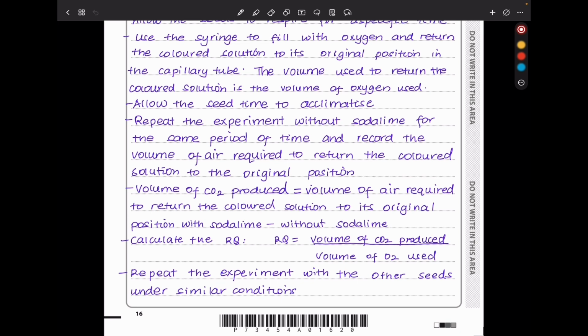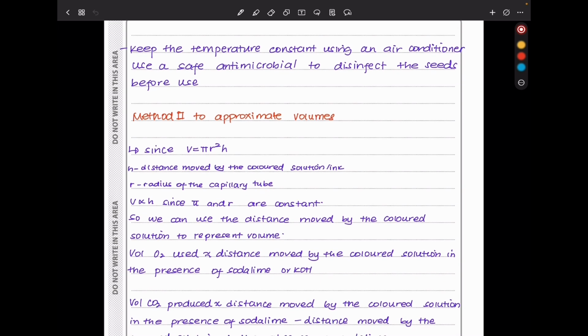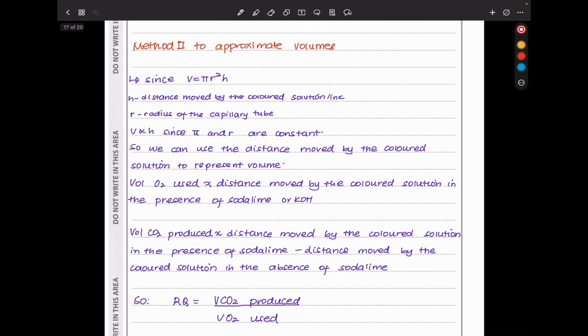Repeat the experiment with other seeds under similar conditions. Keep the temperature constant using an air conditioner and ensure that you use a safe antimicrobial to disinfect the seeds before use. Here I described another method somebody could use to get a volume. The capillary tube is going to be in the shape of a cylinder and the volume of a cylinder is pi r squared h. The distance moved by the colored solution is going to be proportional to volume. We can use the distance moved by the colored solution to represent volume.